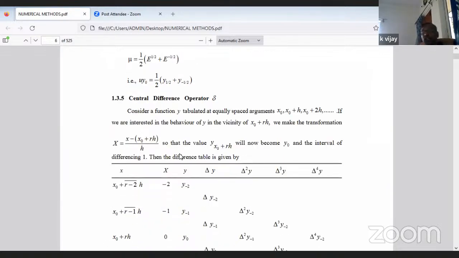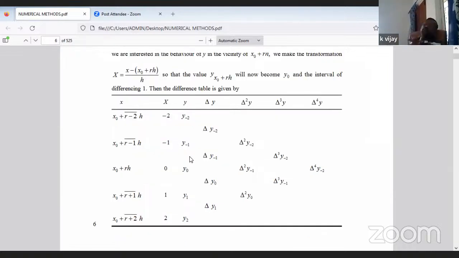So what is the condition? Consider a function y with tabulated values. We are taking equally spaced arguments: x0, x0 plus h, x0 plus 2h, x0 plus 3h, and so on. We take the transformation x0 plus rh, so that x0 plus rh becomes y r, with the interval of difference 1. The table we are taking here.